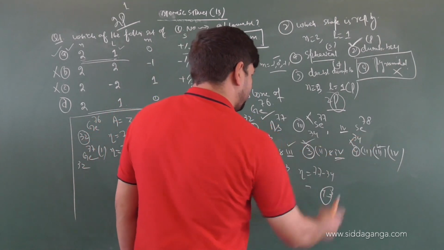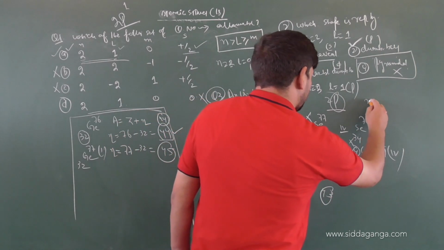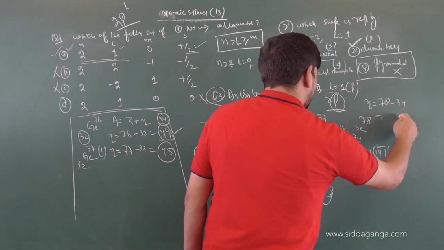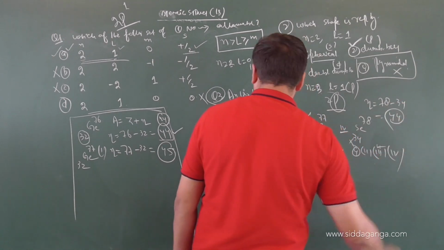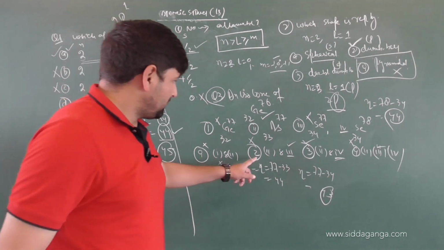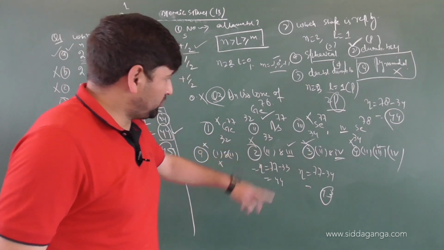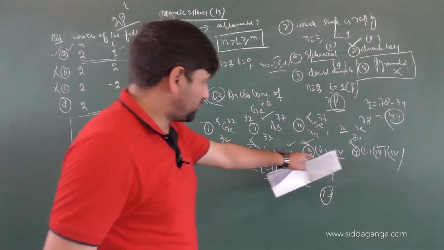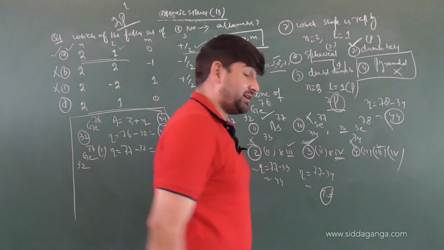Let us see the fourth one now. What is it? Number of neutrons will be 78 minus 34, that is 44. So there are only 2 species where it comes 44. Which one? 2 and 4. So correct option will be 2 and 4. So option 3 will be correct option.